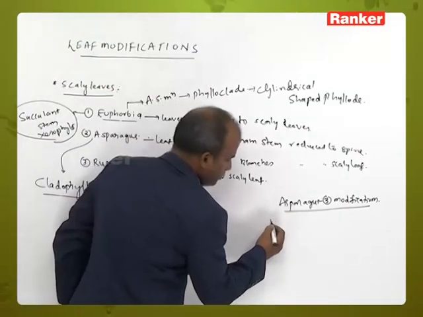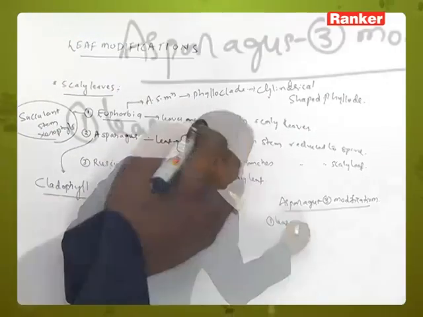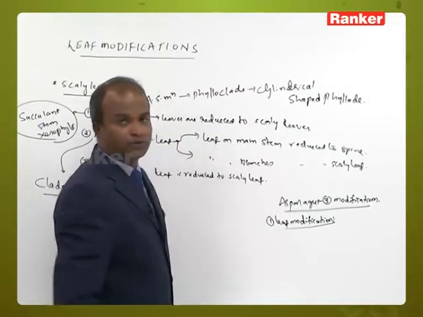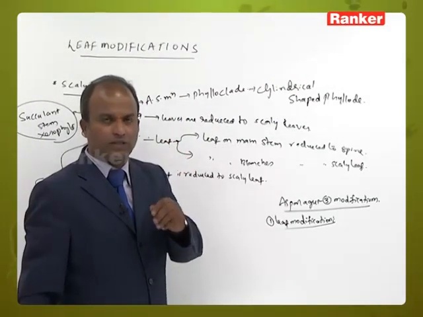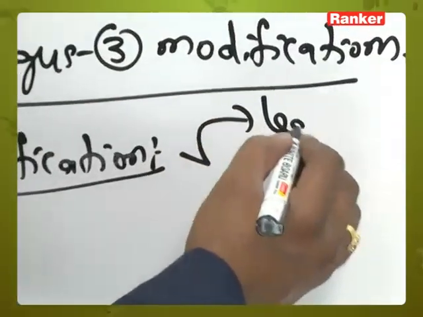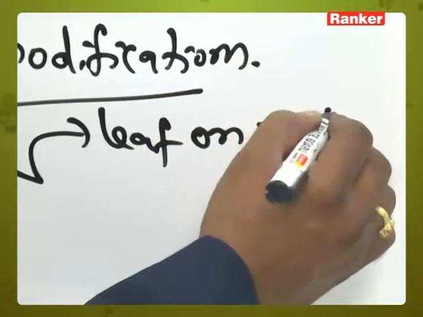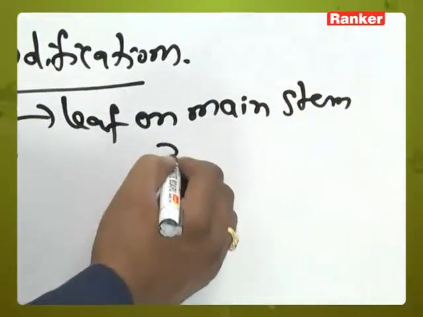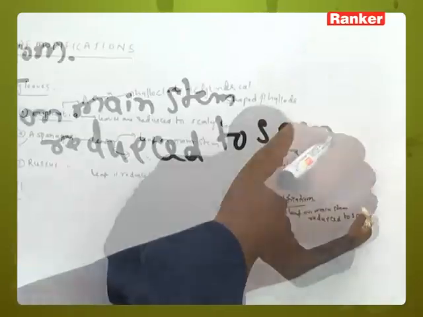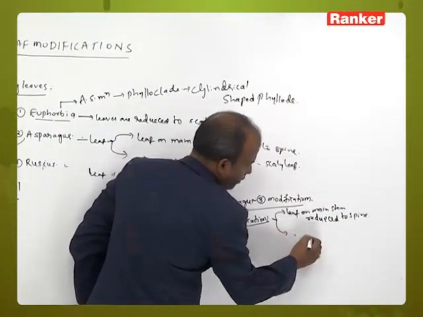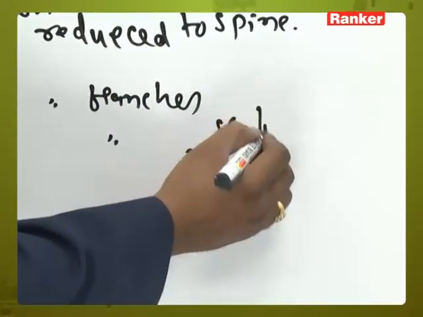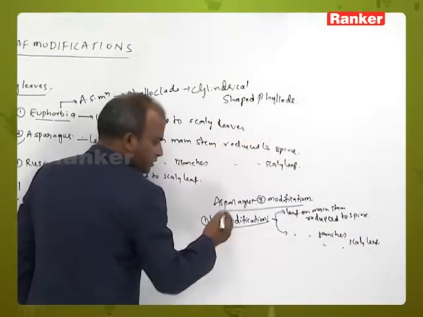Of that, the first is leaf modification. Does the leaf show two modifications? Yes, it shows two modifications. One, the leaf on the main stem is reduced to spine. And another, the leaf on branches is reduced to scaly leaf. Now, this is the leaf modification.